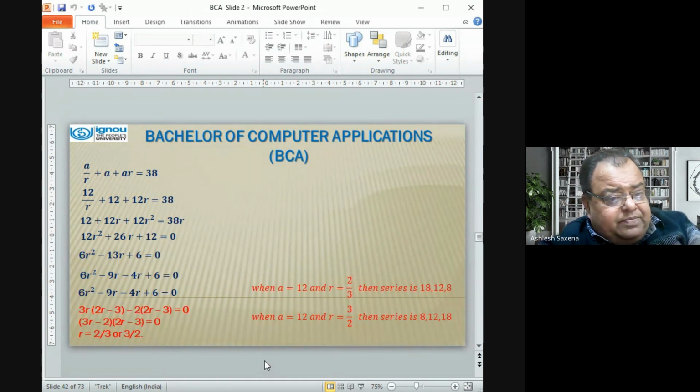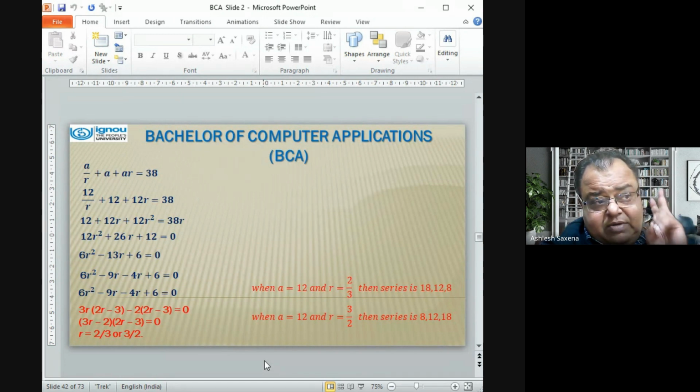Now I'm taking 3 common from the first two terms, and R common. So I will be getting 3R into 2R minus 3. Minus, again the same thing, because the second bracket has to be the same one. So I will be taking 2 common, and I will be left with 2R minus 3. Taking 2R minus 3 as common, your second bracket will be 3R minus 2. Okay. R is equal to 2 by 3 and R is equal to 3 by 2.